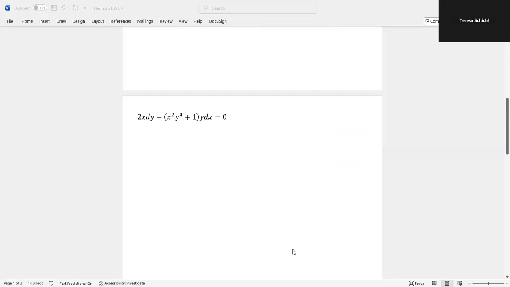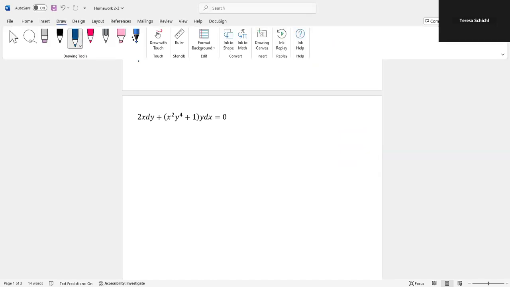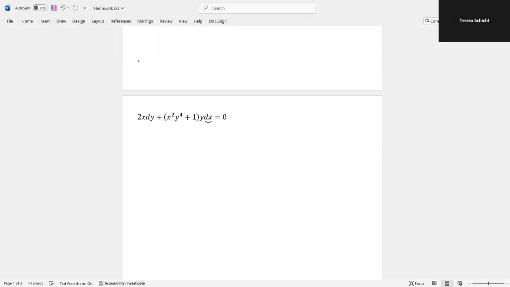When we first look at it, what I typically like to do is put the dy/dx in the same place, so I can see whether I can use the Bernoulli equation or not. Okay, so let's do this. I will do 2x dy/dx plus (x squared y to the fourth plus 1) y equal to 0.